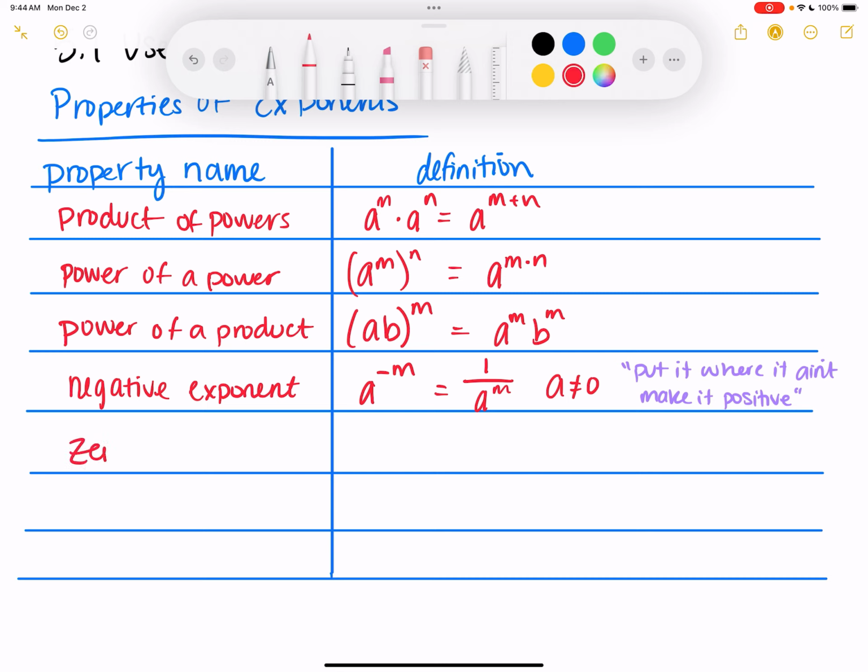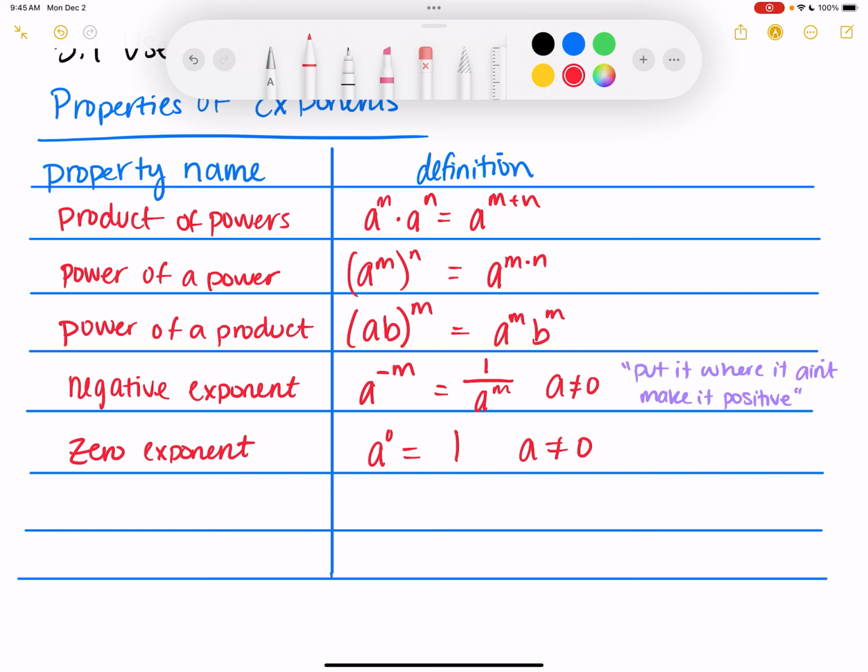A 0 exponent. What happens when 0 is an exponent? Yeah, 1. It's equal to 1, assuming a is not equal to 0. So a to the 0 is 1. Any number or anything raised to the 0 is always 1.